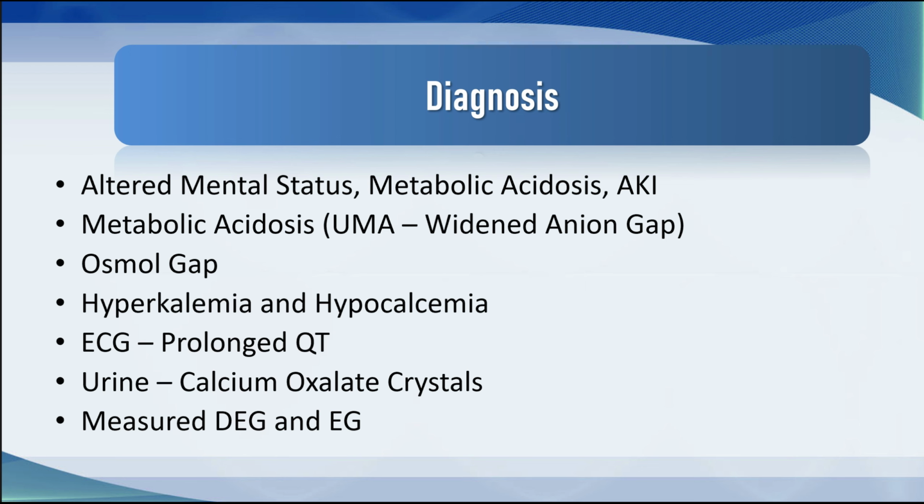That's why when we get a patient in with a severe acidosis and the patient, for example, doesn't look as sick as they should for the level of acidosis, I always ask for a serum osmolality. The patient will have hyperkalemia and hypocalcemia. The QT interval might be prolonged in the ECG, and if the urine is examined, there will be calcium oxalate crystals. But to clinch the diagnosis, you have to measure ethylene and diethylene glycol levels, and that can be done in most toxicology labs.